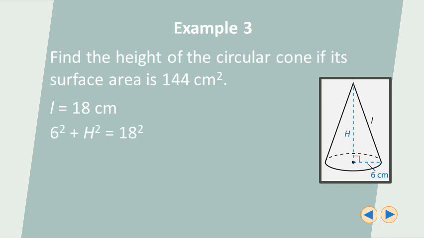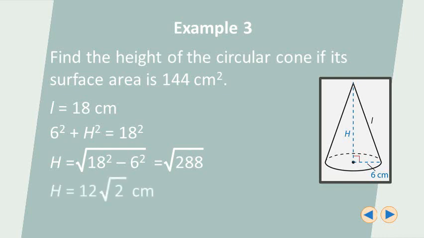So we use our Pythagorean theorem, 6 squared plus the height squared, right? That's the missing leg, equals 18 squared, the slant height, the hypotenuse. So therefore we get the square root of 288, which we can reduce down to 2 times 144. So 144 is a square, so we can take the square root of that. So we get 12 times the square root of 2. So there is our height. Approximately 17 centimeters.